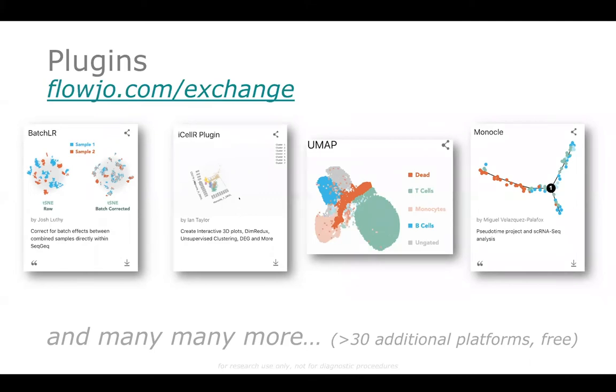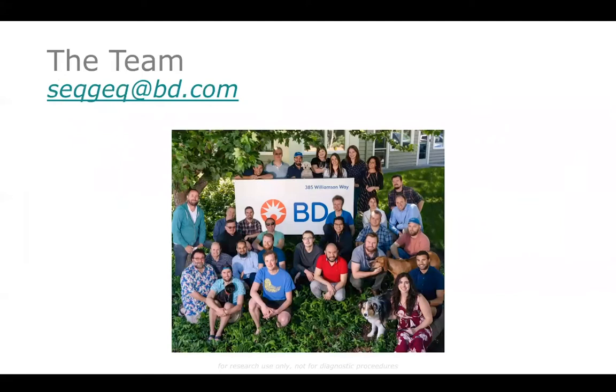UMAP, you saw a lot of UMAP in that previous analysis. I really want to show you some of the newer dimensionality reduction algorithms that we've come up with since then. But also Monocle, of course, a really beautiful analysis tool for trajectory inference. That was the final step there. But there are more than 30 different platforms available through plugins on FlowJo Exchange, so this is just a small sampling.